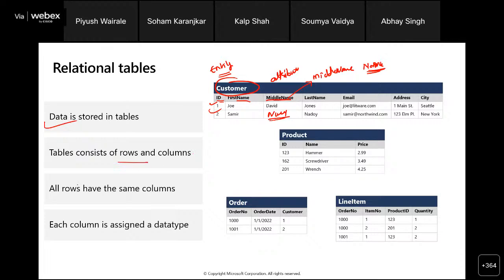Now the data is stored in tables. A table consists of rows and columns. All rows have the same columns, so in a particular table, all rows have the same number of columns, and each column is assigned a data type. We have integer data type, varchar data type, and different types of data types in SQL. We are not going to discuss that today, but you can just Google it.